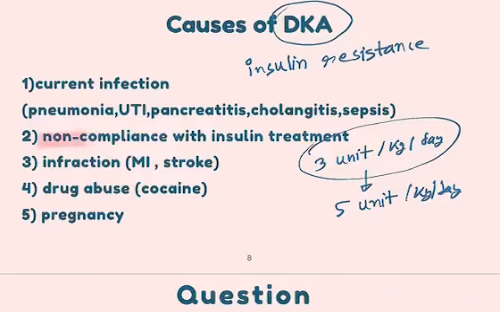Further, there will be non-compliance with insulin treatment. It means the patient is not taking insulin regularly. Also, there are other causes of DKA like infection, drug abuse, and pregnancy. But there is a thing to mention that sometimes there is no obvious reason why there is diabetic ketoacidosis.